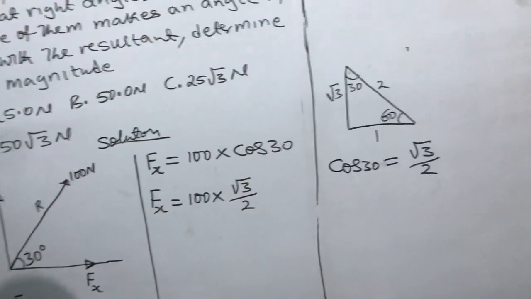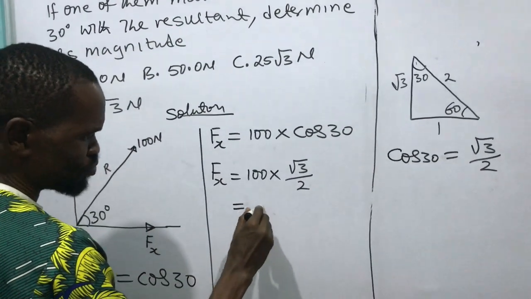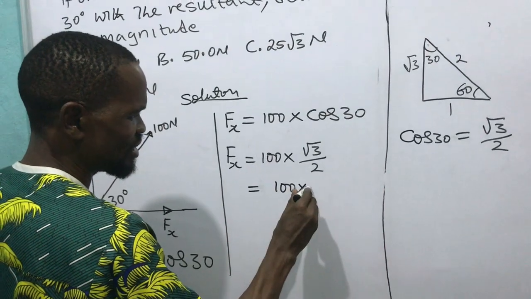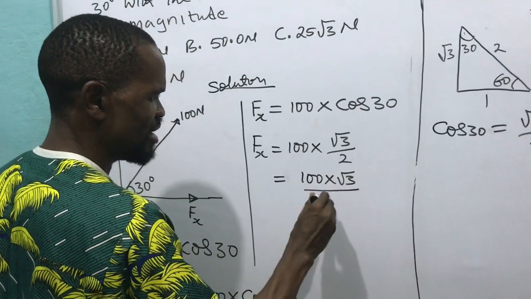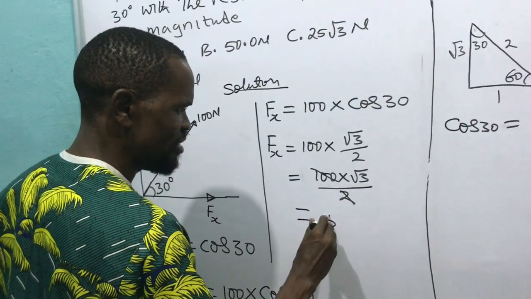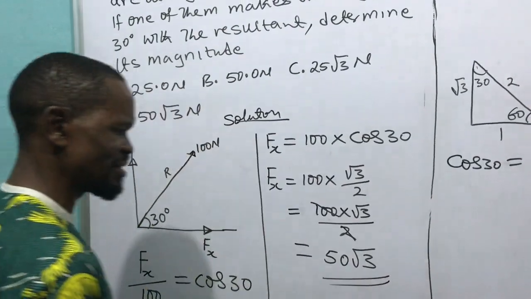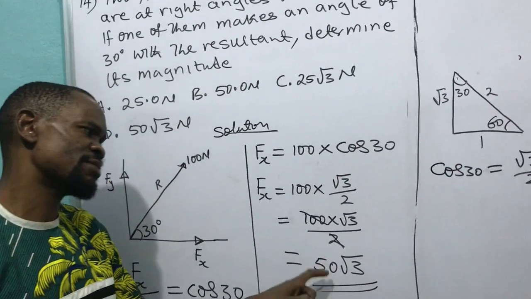Put it in your brain. Make it constant in your brain. And this will be equal to 100 times root 3 divided by 2. And 100 divided by 2 gives me 50. I have 50 root 3, and that's my answer. 50 root 3 is my answer.